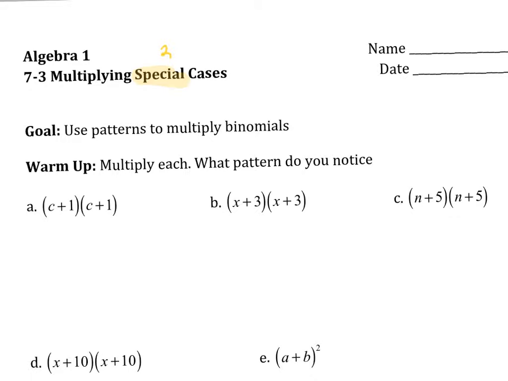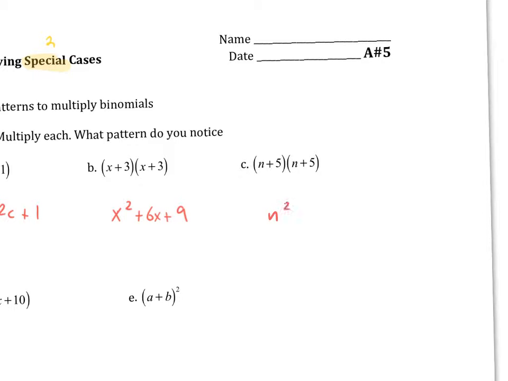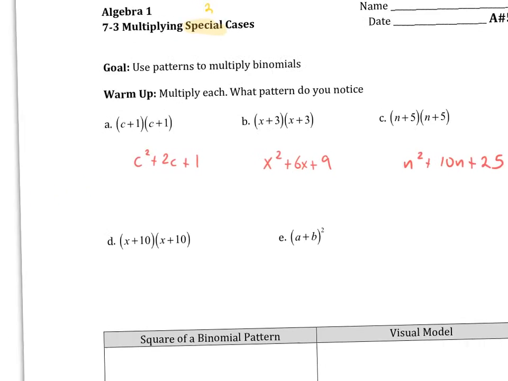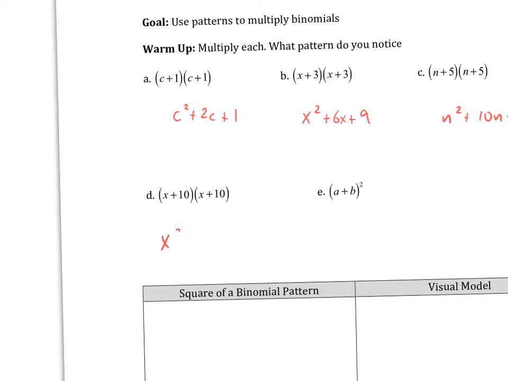So real quick, as you multiply things out here, I just want to show you that you would have gotten c squared plus 2c plus 1. This one here would have gotten you x squared plus 6x plus 9. After you multiply this one out, you get n squared plus 10n plus 25. And down here, x squared plus 20x plus 100. And this one here, a squared plus 2ab plus b squared.